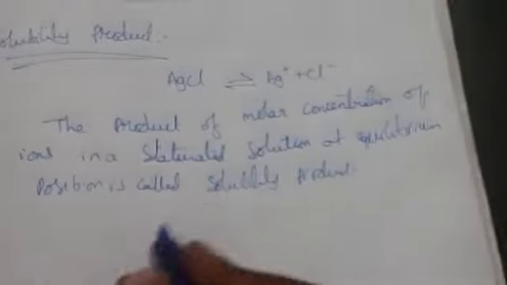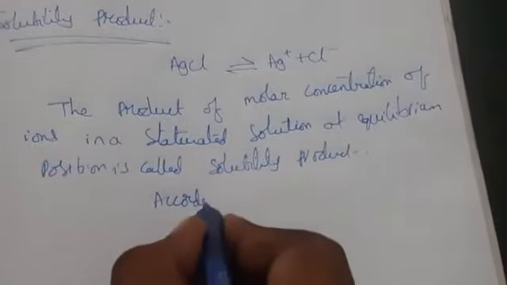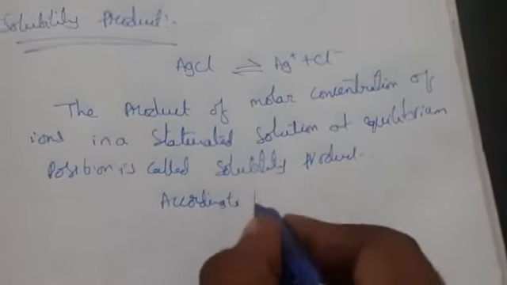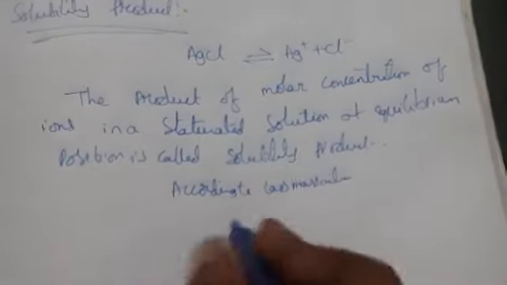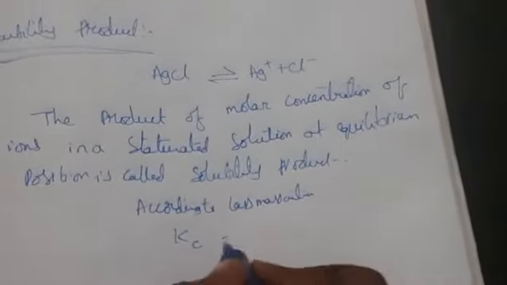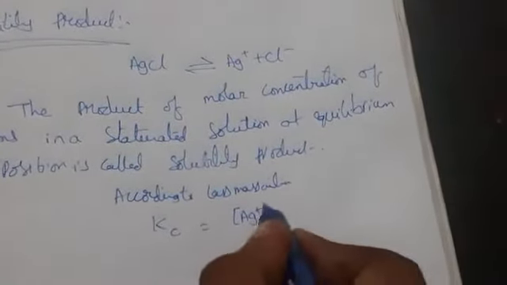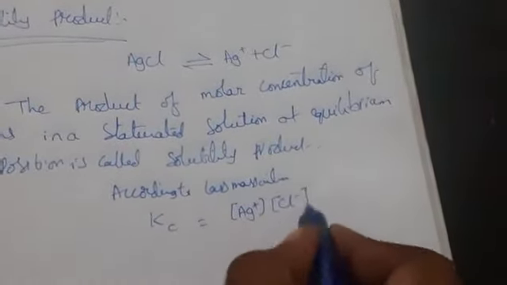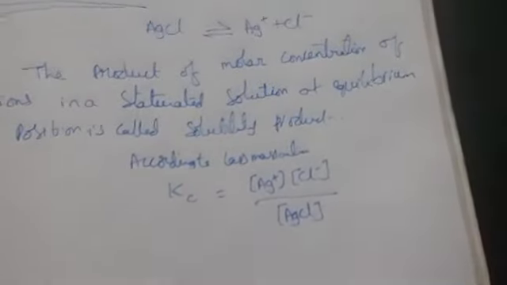So generally, according to the law of mass action, what can we write here? It is written as Kc equals the concentration of Ag plus times the concentration of Cl minus, divided by the concentration of AgCl.